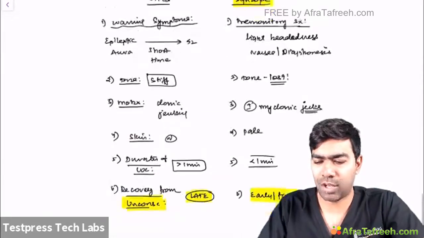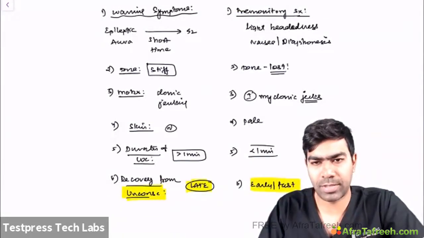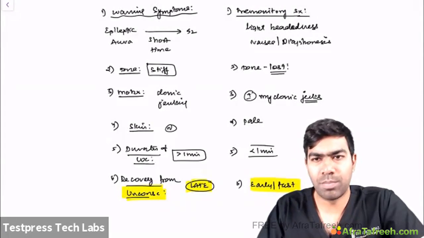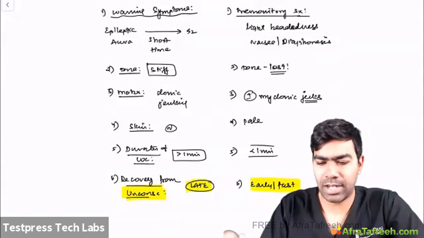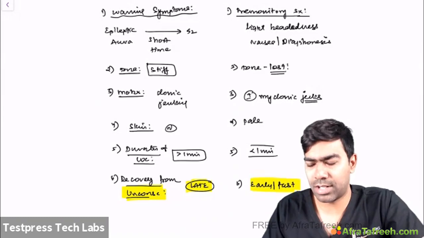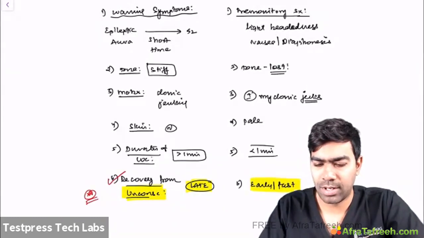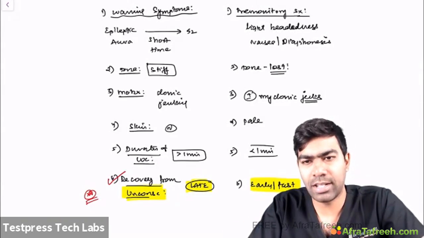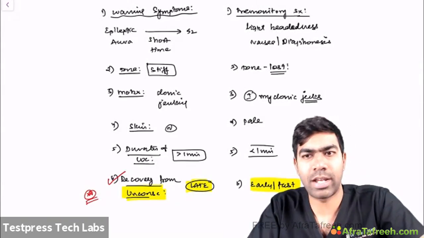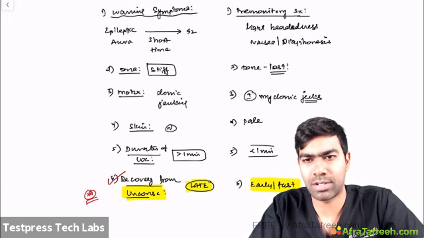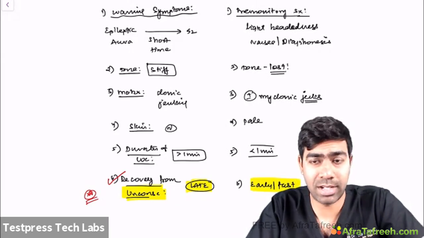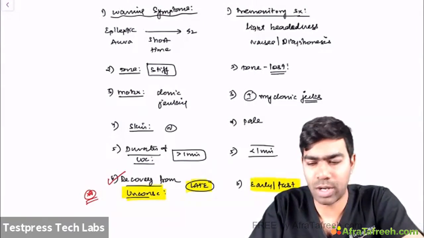And if at all, from among all these things, you had to name the most important finding that differentiates a seizure versus syncope, it is the last one. So that's going to be the most important of all. And that's the one that can concretely tell that it's likely to be a seizure or likely to be a syncope: recovery from unconsciousness, whether delayed or fast. So that's the typical entity, and that's the most important one as well to differentiate.